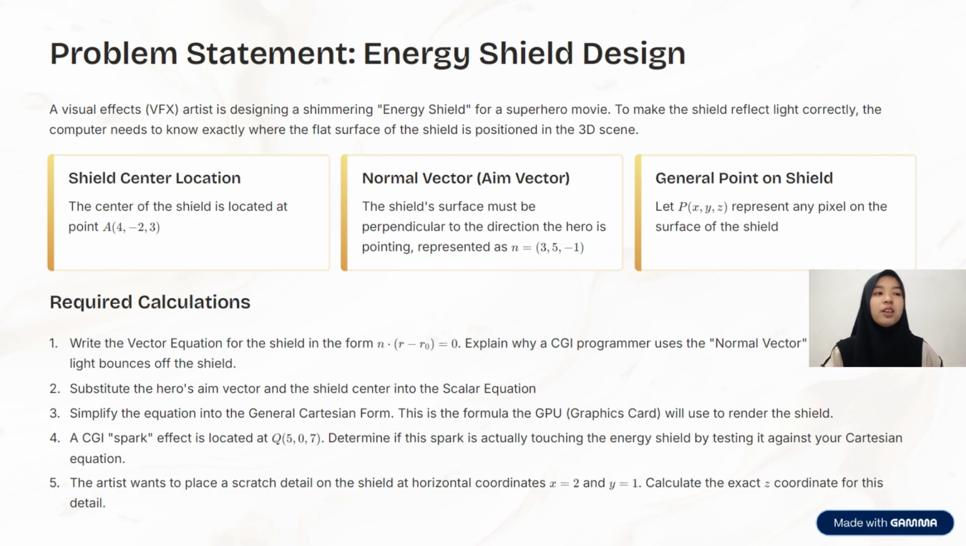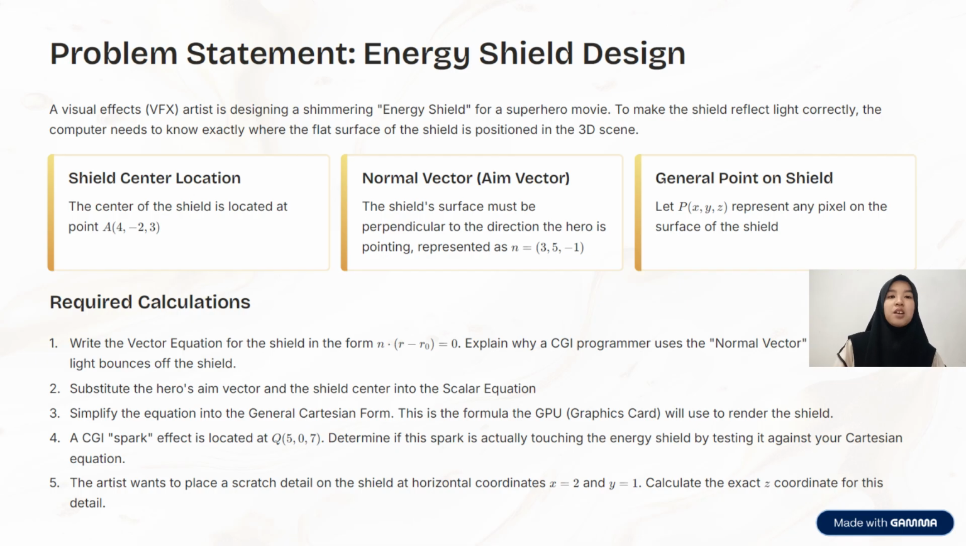And we have the last given information: the general form on the shield. Okay, we let P be (x, y, z), representing any pixel on the surface of the shield. And then we have some required calculations that help the designer and developer to render their subject.